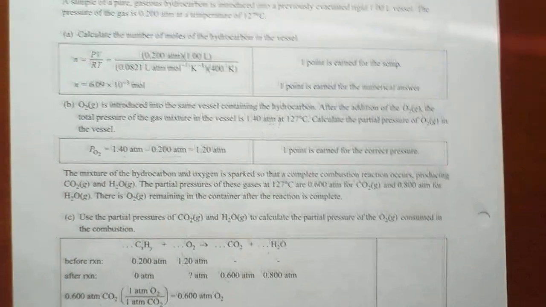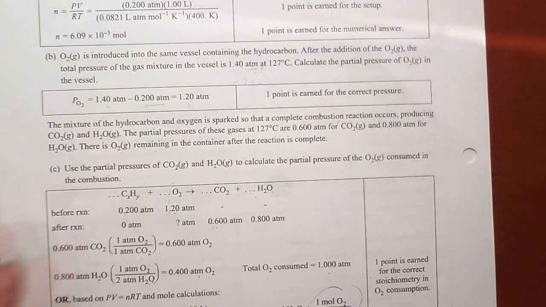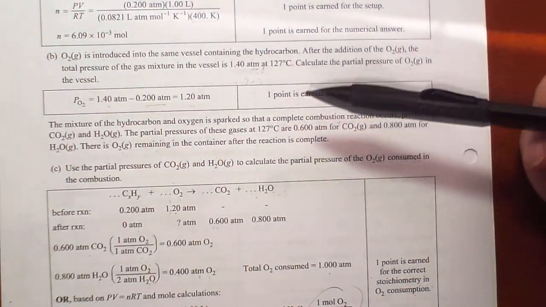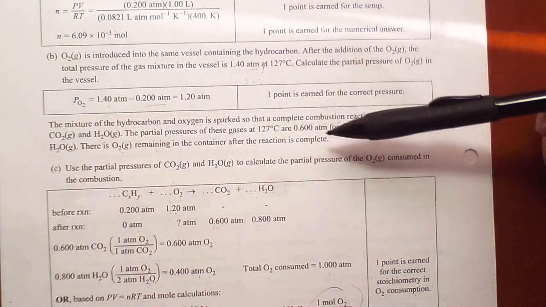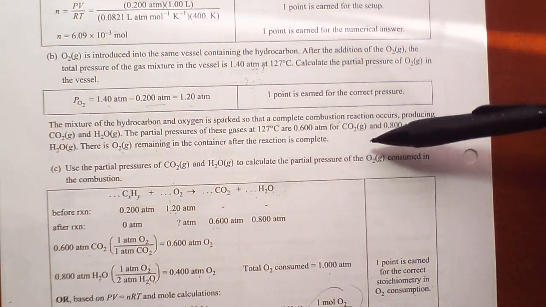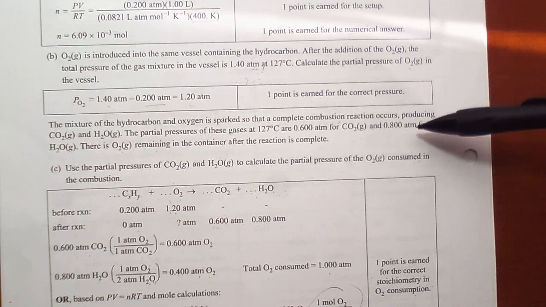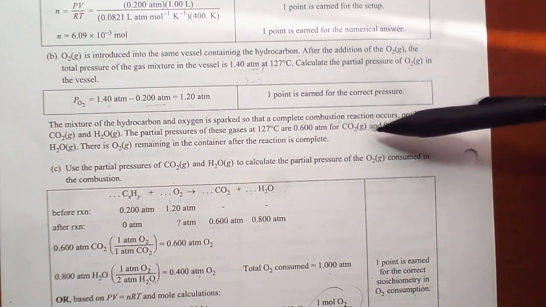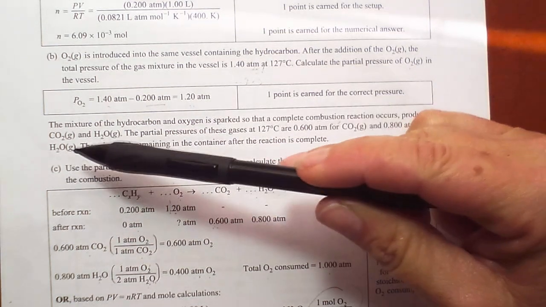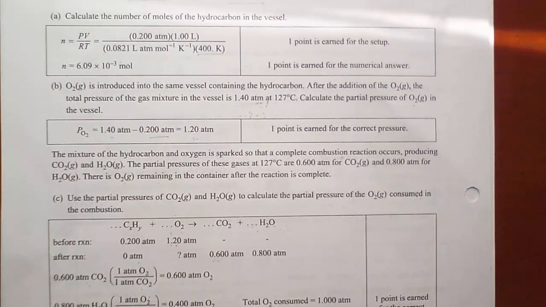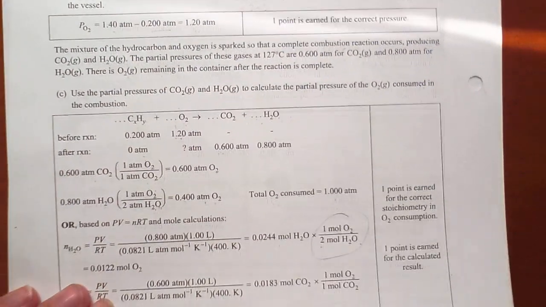Okay, the next one, C, is the one that I'm going to go over. So the partial pressures are at 127, which is 400 Kelvin. And after the reaction, you get 0.6 ATM for CO2, and 0.8 ATM for water. So what I did was the way that we would have learned it, that's what I did.